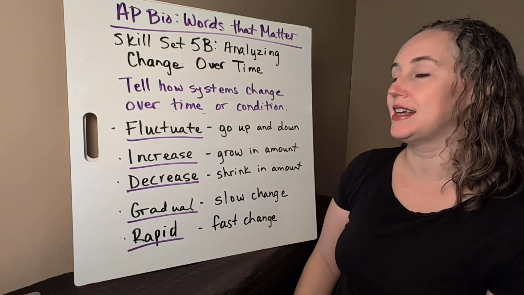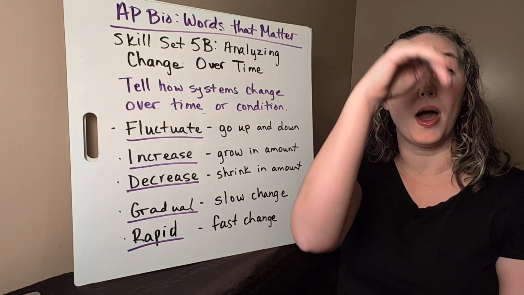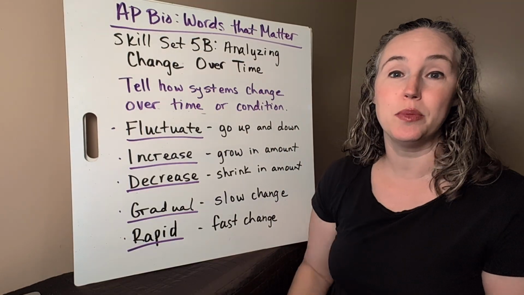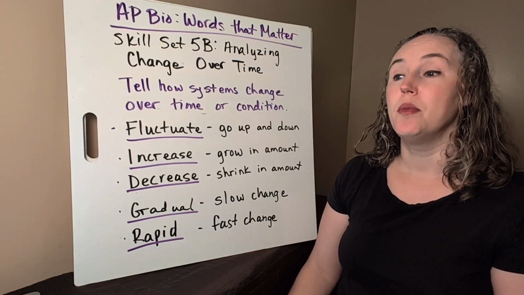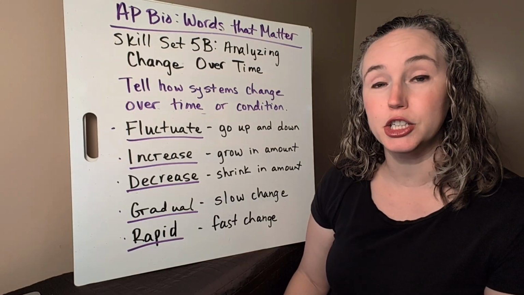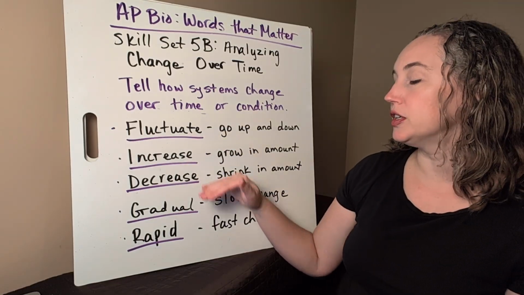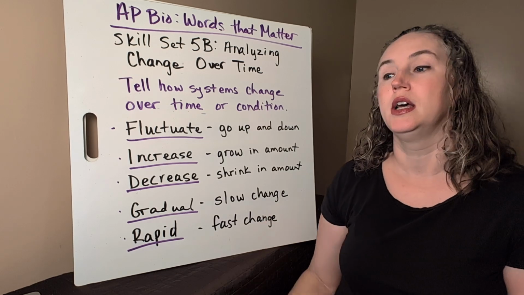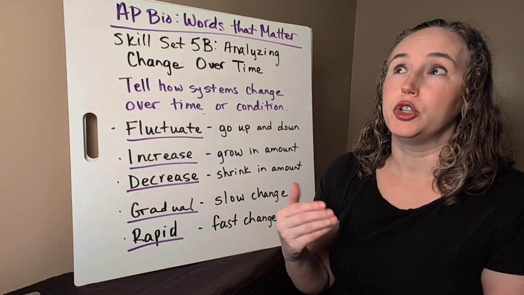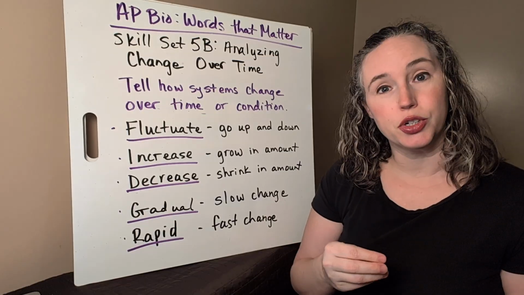The first word in this set is fluctuate. Fluctuate just means to go up and down. An example of a way you may see this on the AP Bio exam could be population size may fluctuate as the seasons change. The next word is increase, which just means to grow in amount or to go up. So you could say enzyme activity increased as temperature increased.